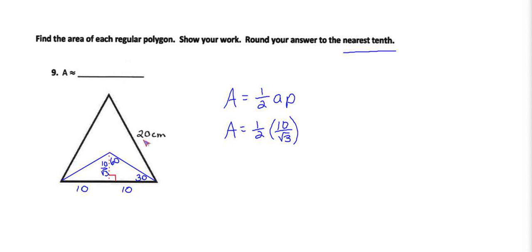Now, the perimeter would be 20 times 3 because each side is 20 in the triangle. So 20 plus 20 plus 20, that gives me the perimeter. So for this problem, the perimeter is 60. Now, since we're rounding to the nearest tenth, you need only put this in your calculator and round off. So this turns out to be approximately, are you getting it in your calculator?